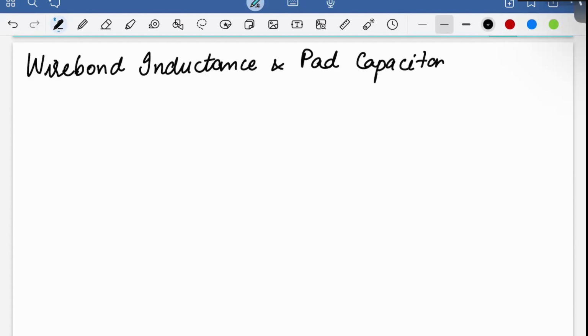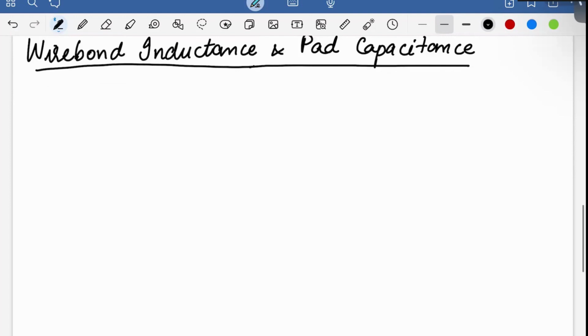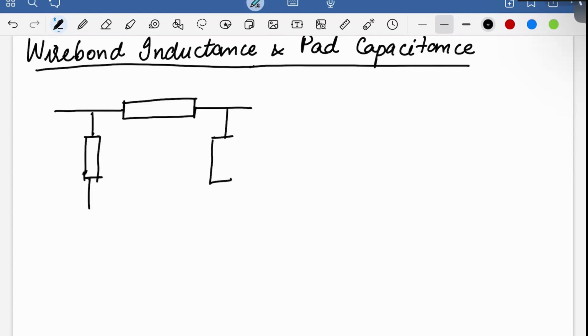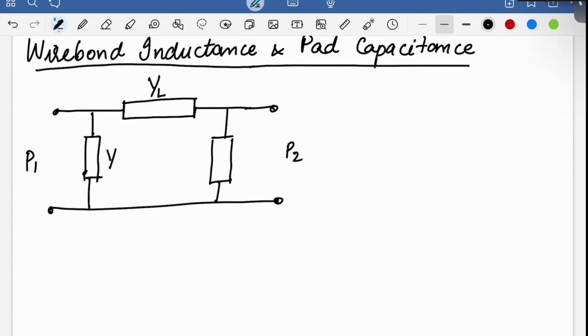Okay, so that's sort of the title. All right, so the model that we'll use is a pi model, which looks something like this. So you have these admittances between two ports. Okay, so this is port 1, this is port 2, and then let's call this the Y admittance of the inductor, admittance of the first capacitor, and admittance of the second capacitor.